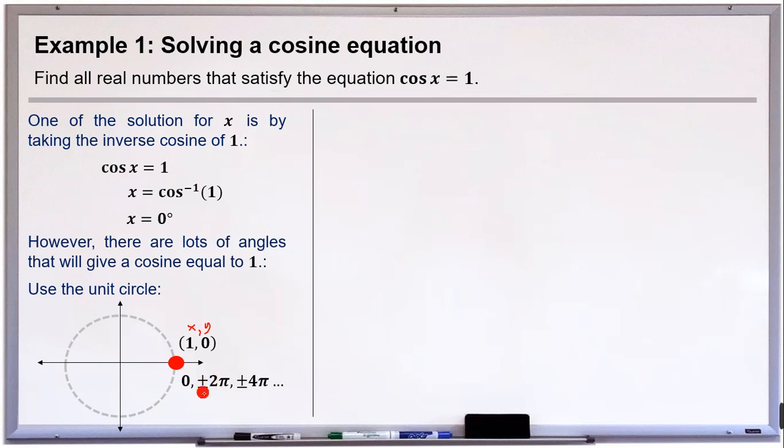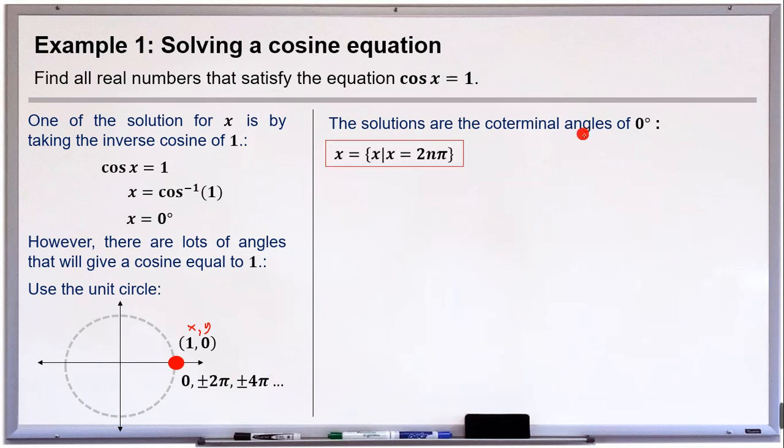It could be plus or minus. Depending upon the rotation of the angle, it could be in a counterclockwise or clockwise direction. Still, it will give us a cosine of 1. And also, if we rotate more, you have 4 pi, and next is 6 pi, and so on and so forth. So there are lots of angles that will give us a cosine equal to 1. So the solutions are indeed the coterminal angles of 0 degrees.